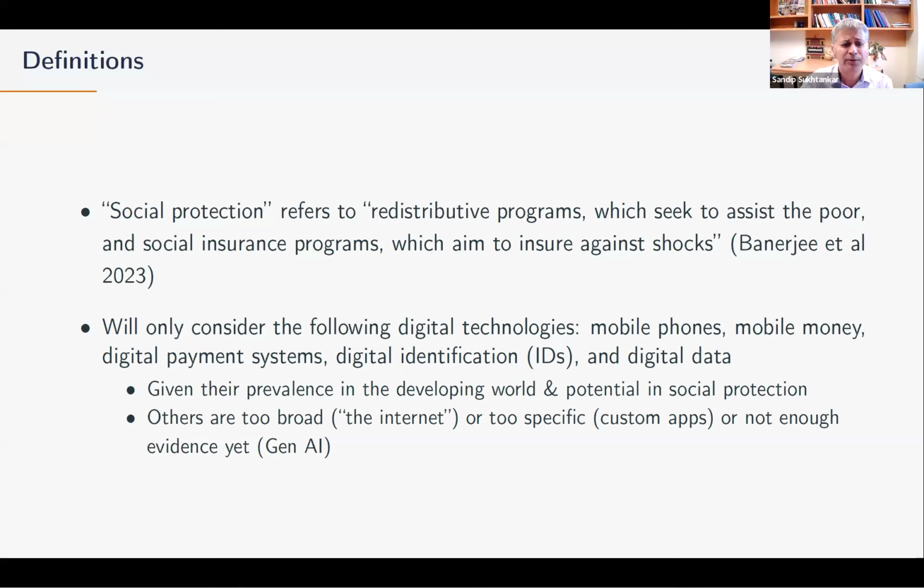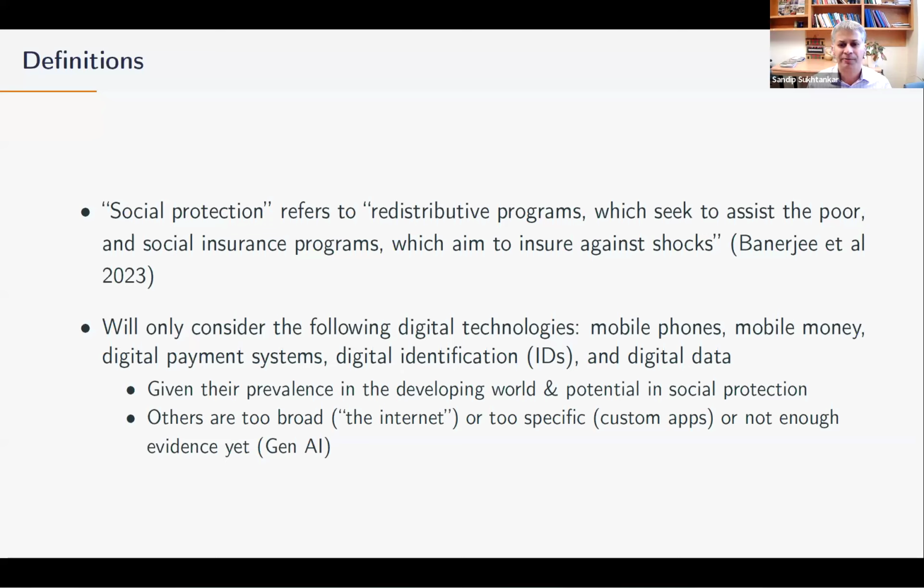So before we begin, I want to make sure we're all on the same page and lay out some definitions, as well as some restrictions on what I mean by digital technology and what I'm going to look at here. So again, hopefully all of you have attended the earlier classes and know already what we mean when we talk about social protection.